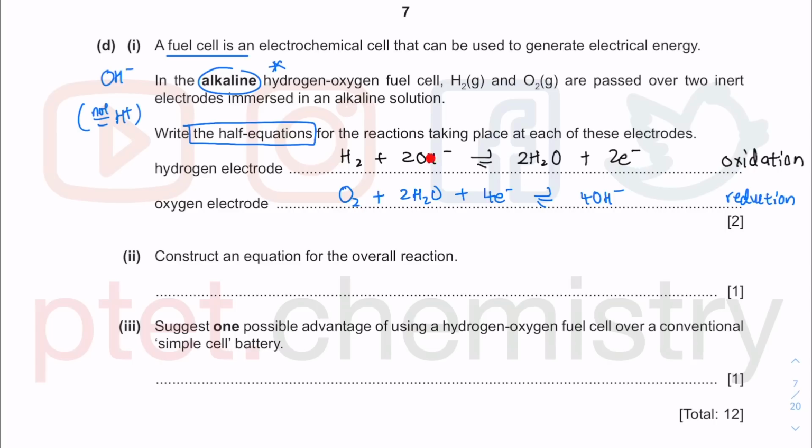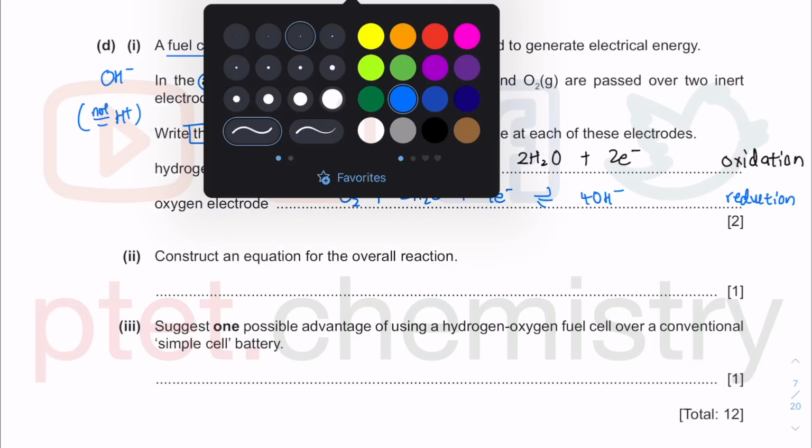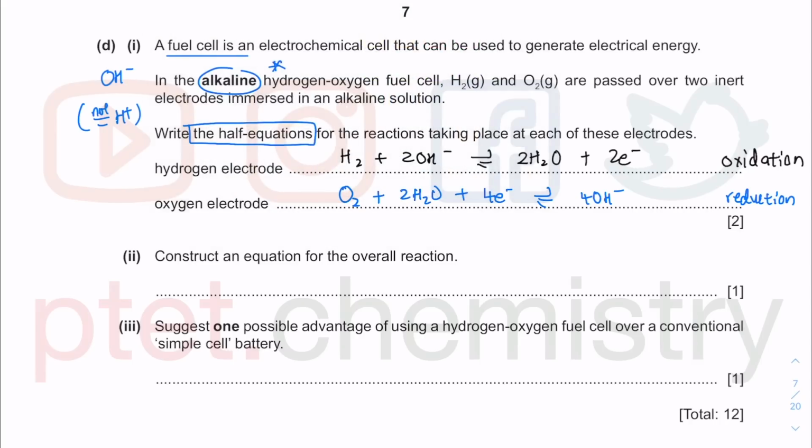And then the 4 OH minus on the left cancel the 4 OH minus on the right. This will be multiplied by 2 to give you 4 H2O on the right, 2 H2O on the left. Overall, if you multiply the first bit by 2 and then add with the second bit, you get 2 H2 plus O2, giving you 2 H2O. This is the overall fuel cell reaction, which is basically the hydrogen combined with oxygen in order to give you the clean energy, because there is no other pollutant.